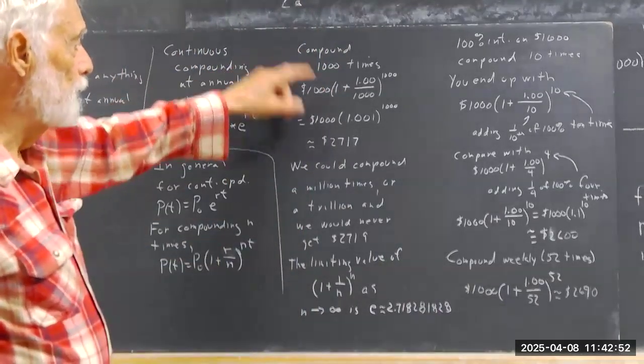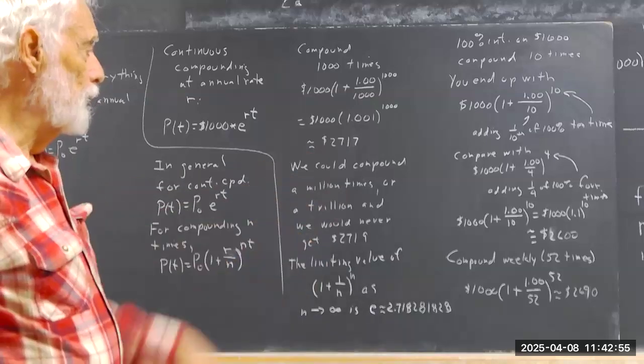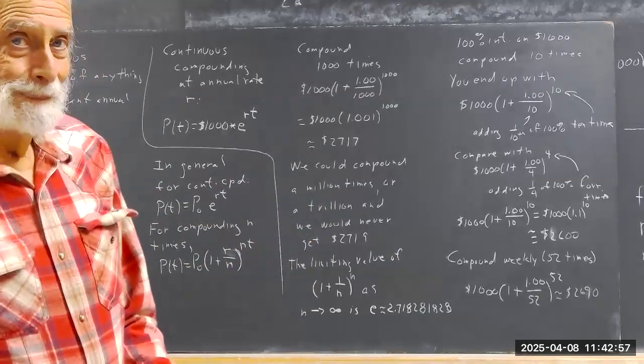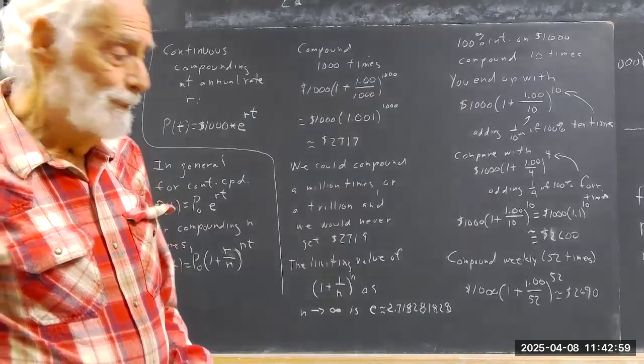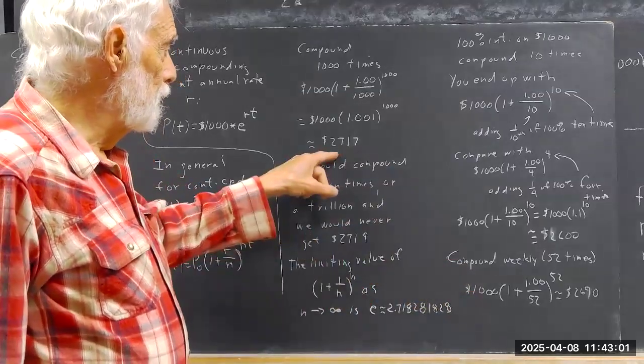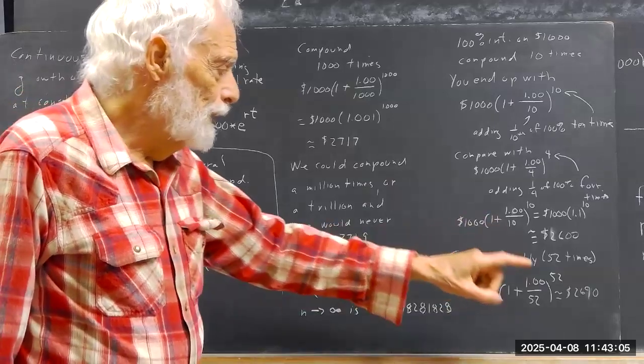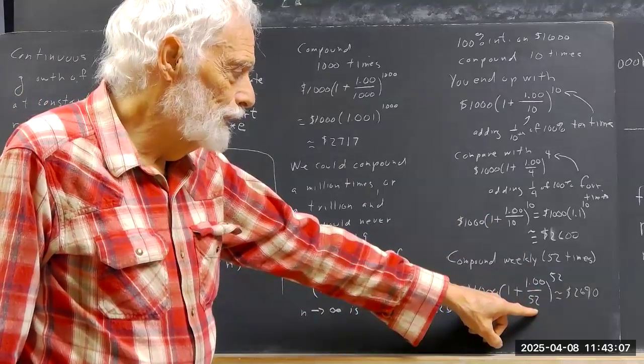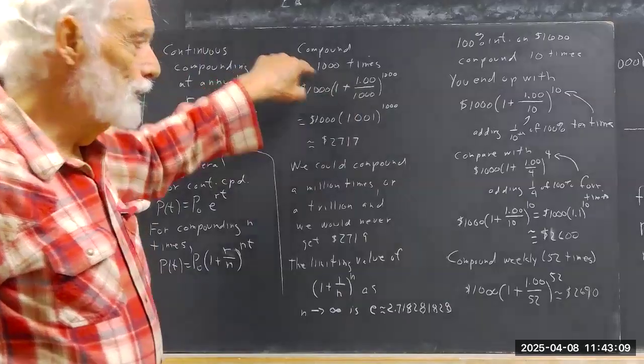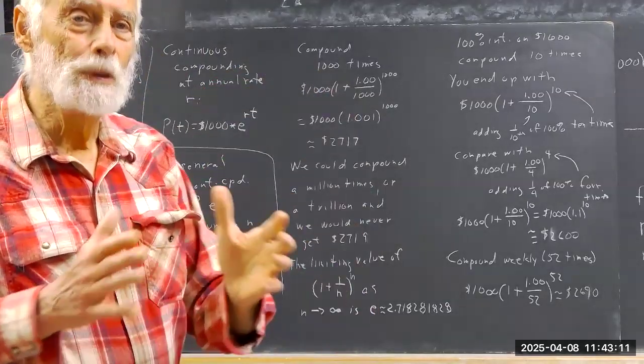If we compound 1,000 times, here's what we get. It's 2717. Now, 2,690 to 2,717 is only a $27 jump. That's from compounding it 52 times a year to compounding it 1,000 times a year. It isn't changing by much.